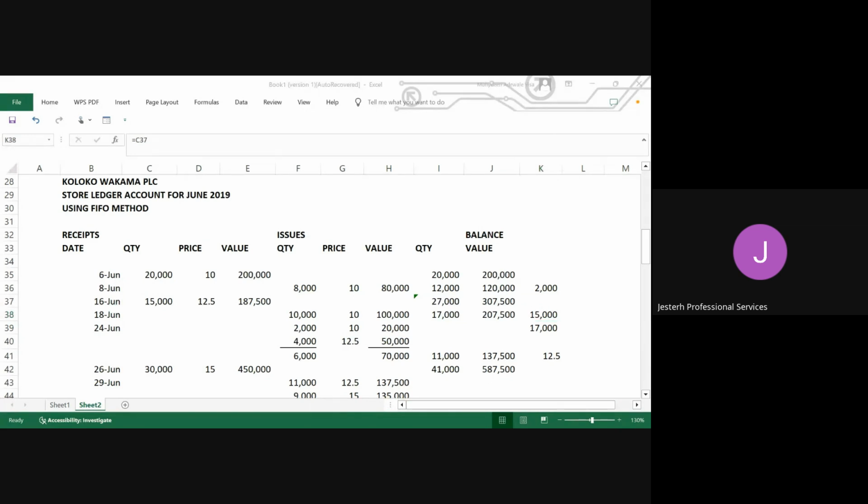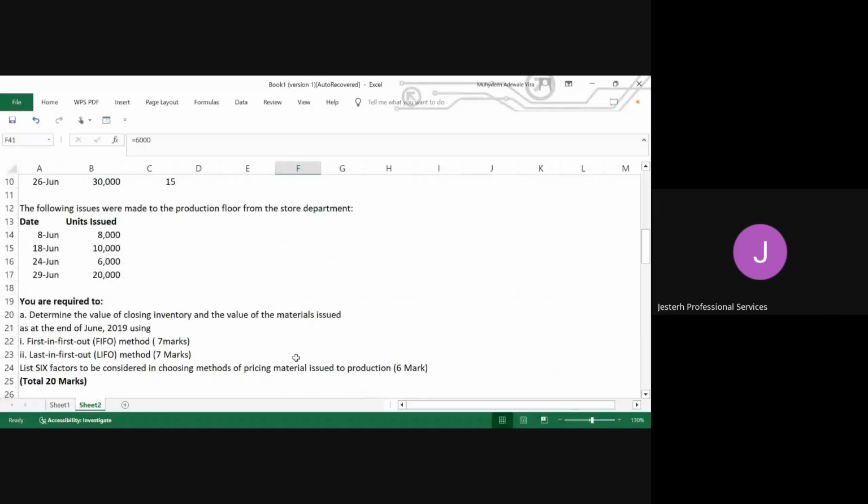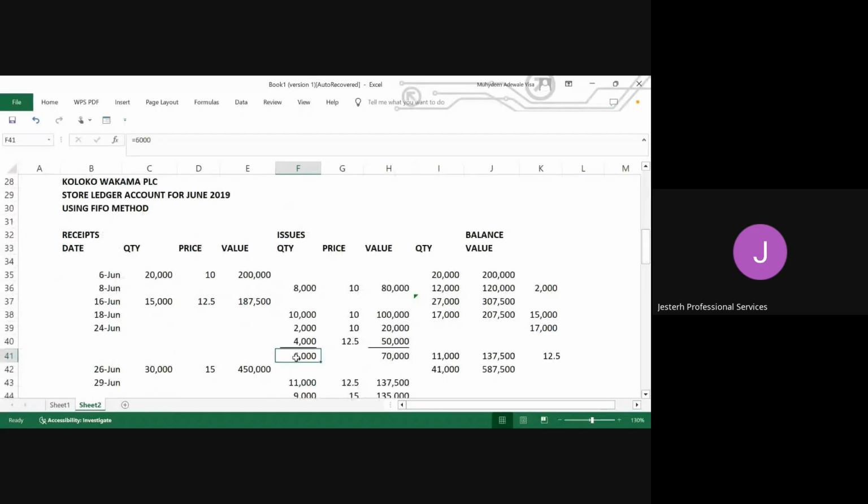Now, on the 24th, they ask us to issue out 6,000. This method says we need to consider the old stock before we consider what we just brought into the stock. The first thing we are going to do is consider this remaining 2,000, the 2,000 that is remaining after you have issued 10,000 from this 12,000.